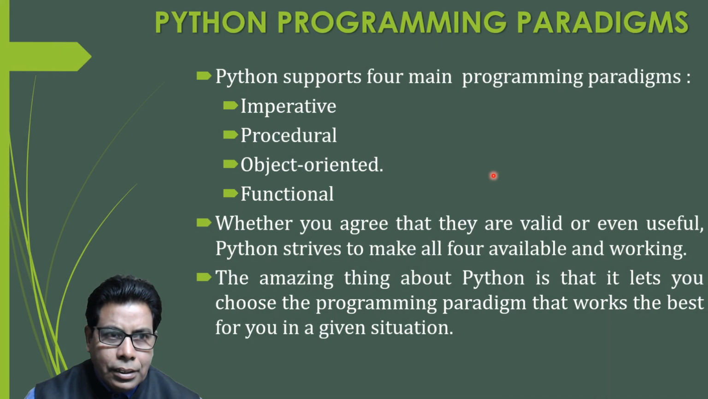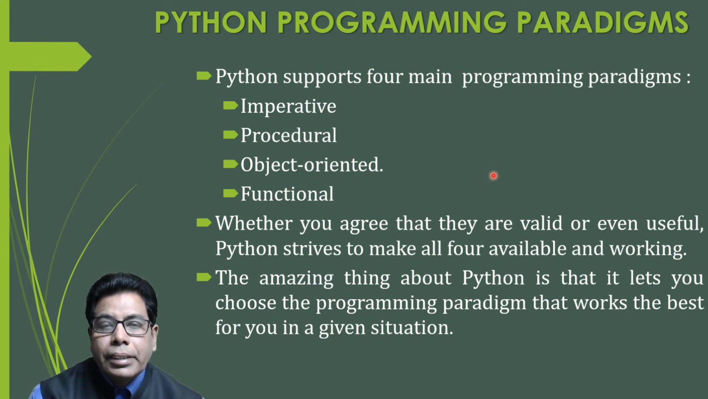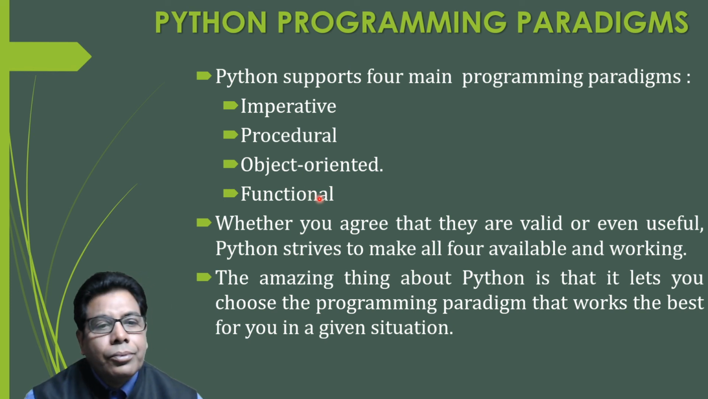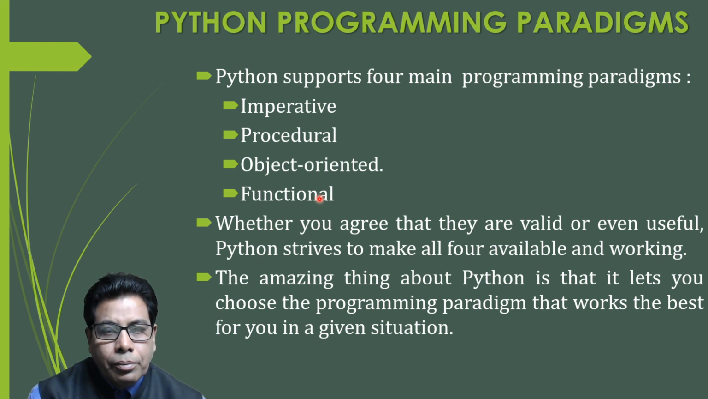With this, we'll have the last part, that is the Python programming paradigm. The Python language supports four main paradigms: imperative, procedural, object oriented, and functional. Actually, procedural is also imperative, and even object oriented is many times imperative. Only functional is declarative. So these are the four paradigms which are supported by Python.